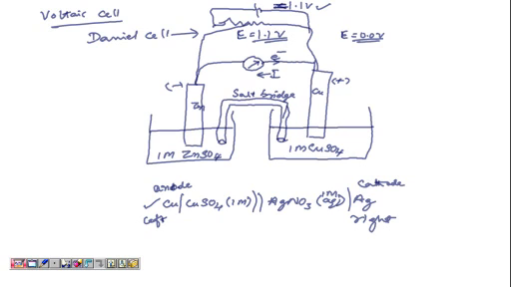Now suppose you increase the external voltage to greater than 1.1 volt, what will happen? The external applied voltage will be in the opposite direction, and it will make the reaction reverse. That means whatever reaction was taking place, the anode and cathode will be reversed, and the signs here will also be reversed.